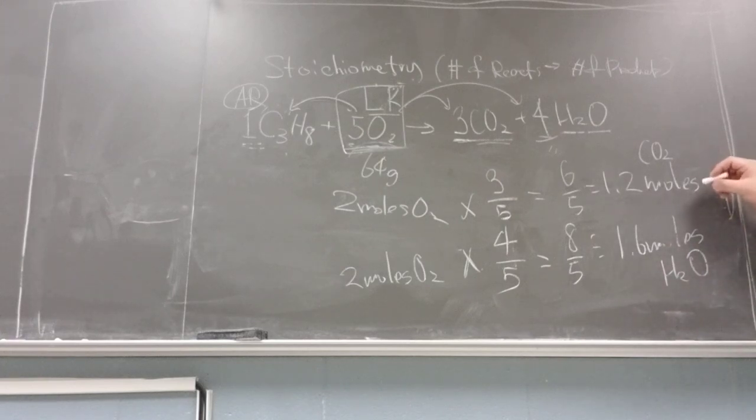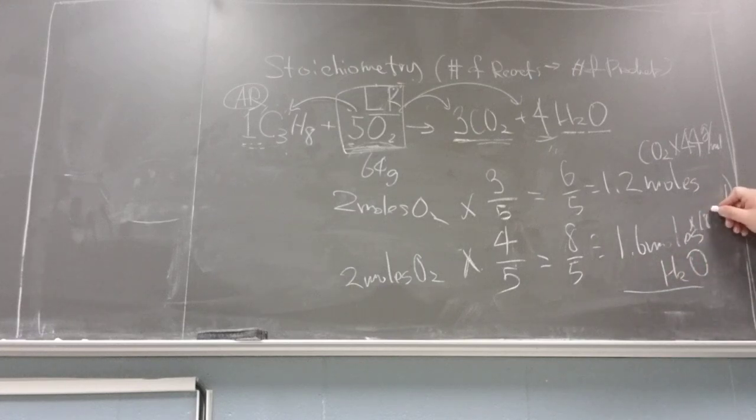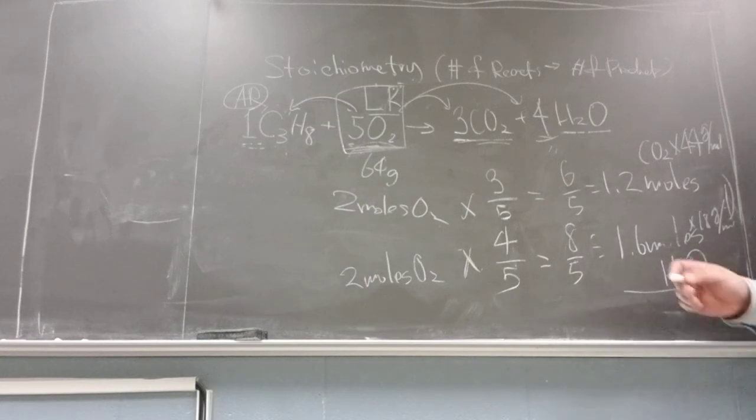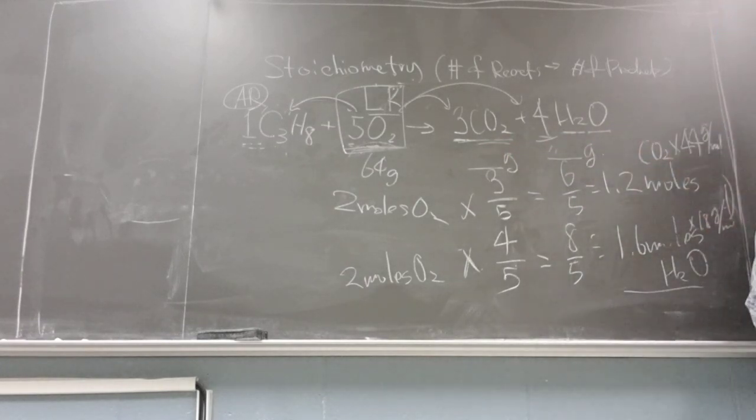Okay. And then you simply need to multiply these numbers in moles by the molecular weight: for carbon dioxide, which is 44 grams per mole, and for water, 18 grams per mole. Okay. Multiply that number by it. And that's your answer for how many grams of these two will be made from this. Okay.